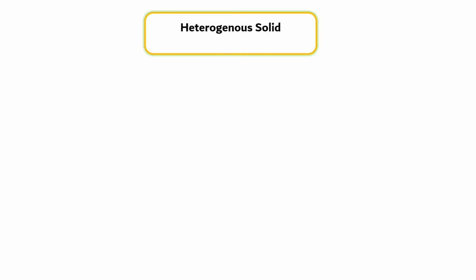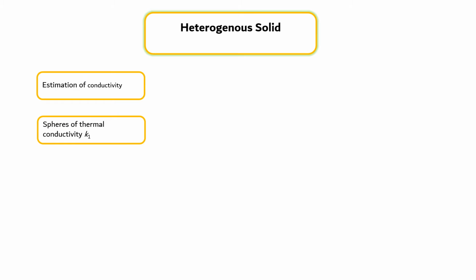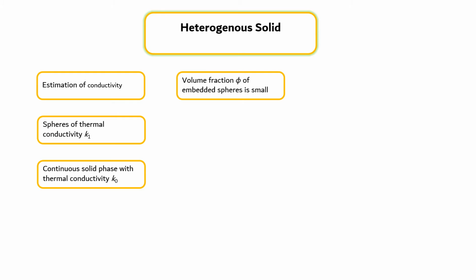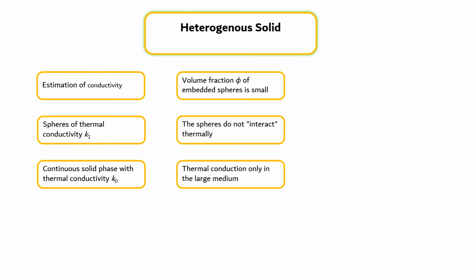The first major contribution to the estimation of the conductivity of heterogeneous solids was by Maxwell. Maxwell considered a material made of spheres of thermal conductivity K1 embedded in a continuous solid phase with thermal conductivity K0. The volume fraction of embedded spheres is taken to be sufficiently small that the spheres do not interact thermally, so that one needs to consider only the thermal conduction in a large medium containing only one embedded sphere.